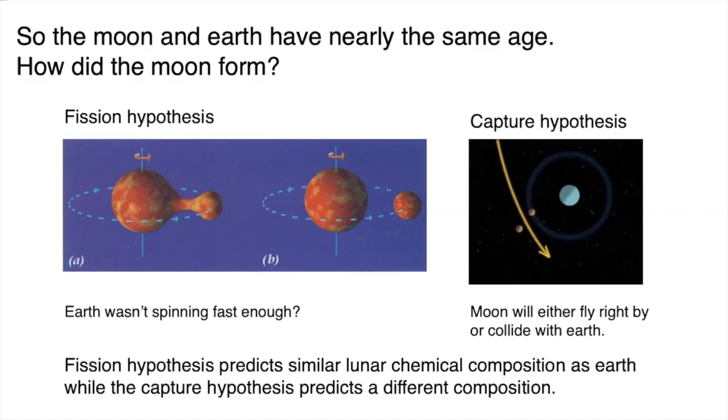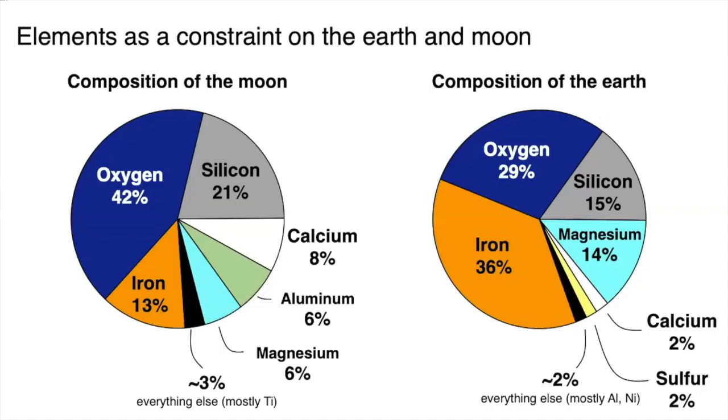The fission hypothesis predicts that because the moon formed from the Earth, it should have an identical chemical composition, whereas the capture hypothesis predicts that the moon should have a unique chemical composition compared to Earth because it formed in a different region of the solar system where the elemental composition was different. So based on rocks gathered on the moon during the Apollo mission, this can be put to the test.